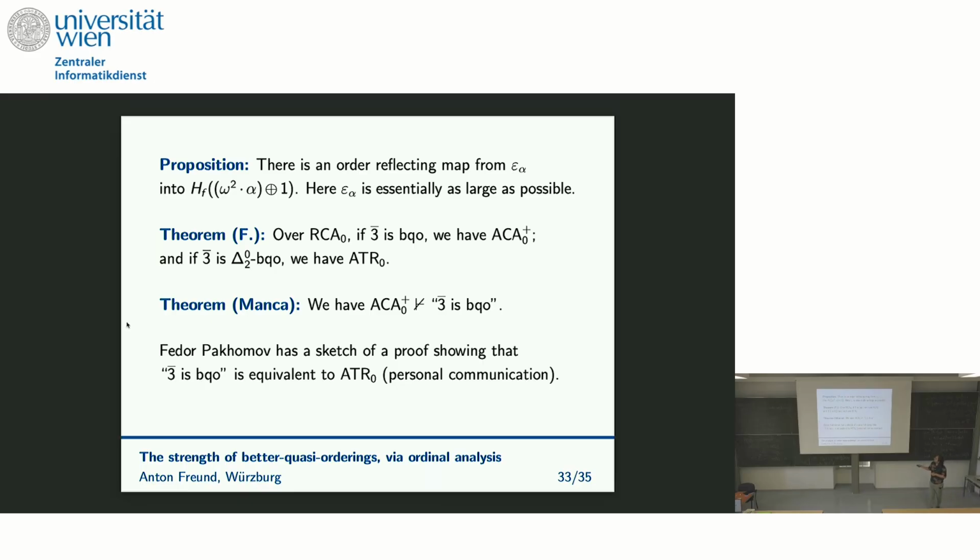And I think that that result is significant because, of course, we wonder what is the real strength of 3 being bqo. And I mean, if it's not ACA0 plus, then, well, there's one good candidate eliminated. And so the final question is, well, how strong is this really? And I think the conjecture is that 3 being a better-quasi-order is equivalent to ATR0. And the slides say that Fyodor Parkhomov has a sketch of a proof showing that. And I should add, I think that other people from the Gantt group are involved in that as well.